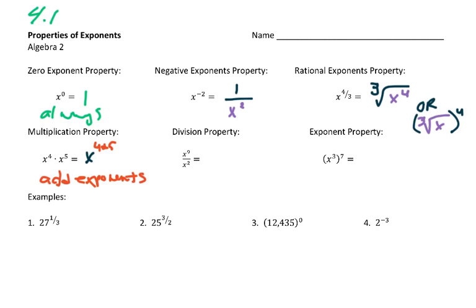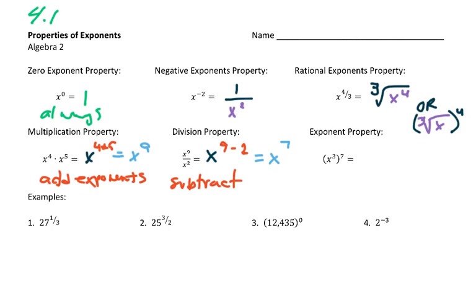Alright, your division property is not going to divide the exponents, it's going to subtract the exponents. So what we're going to see instead is x to the numerator minus the denominator, so 9 minus 2, or 7. So I guess I could solve this one and give you x to the 9 and then x to the 7.